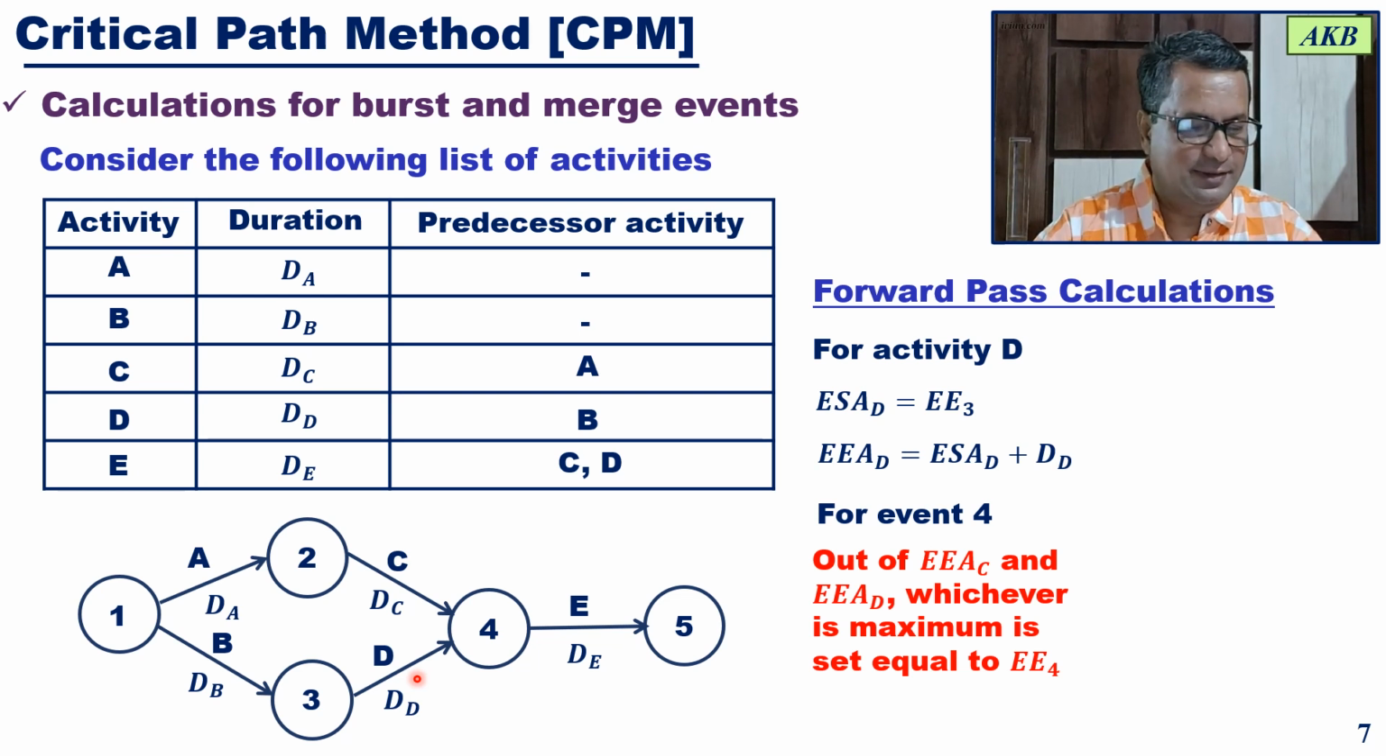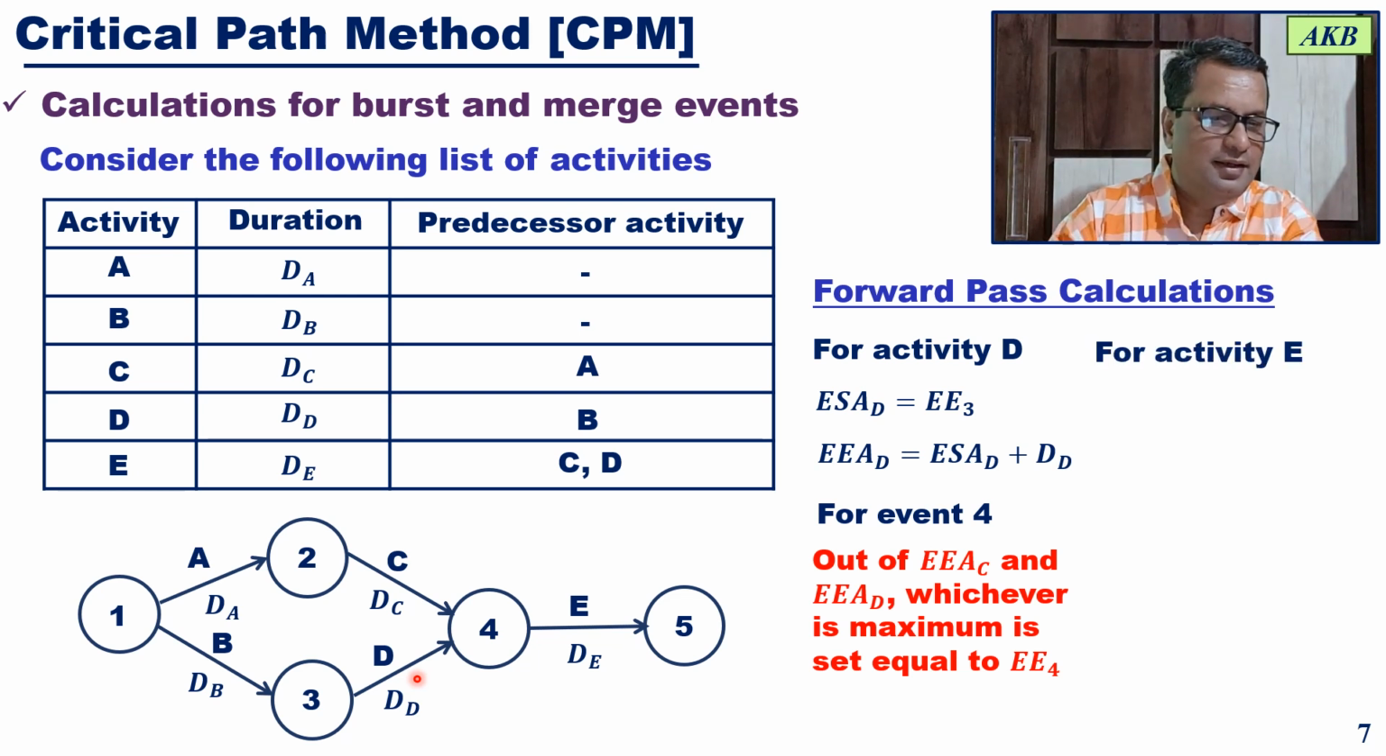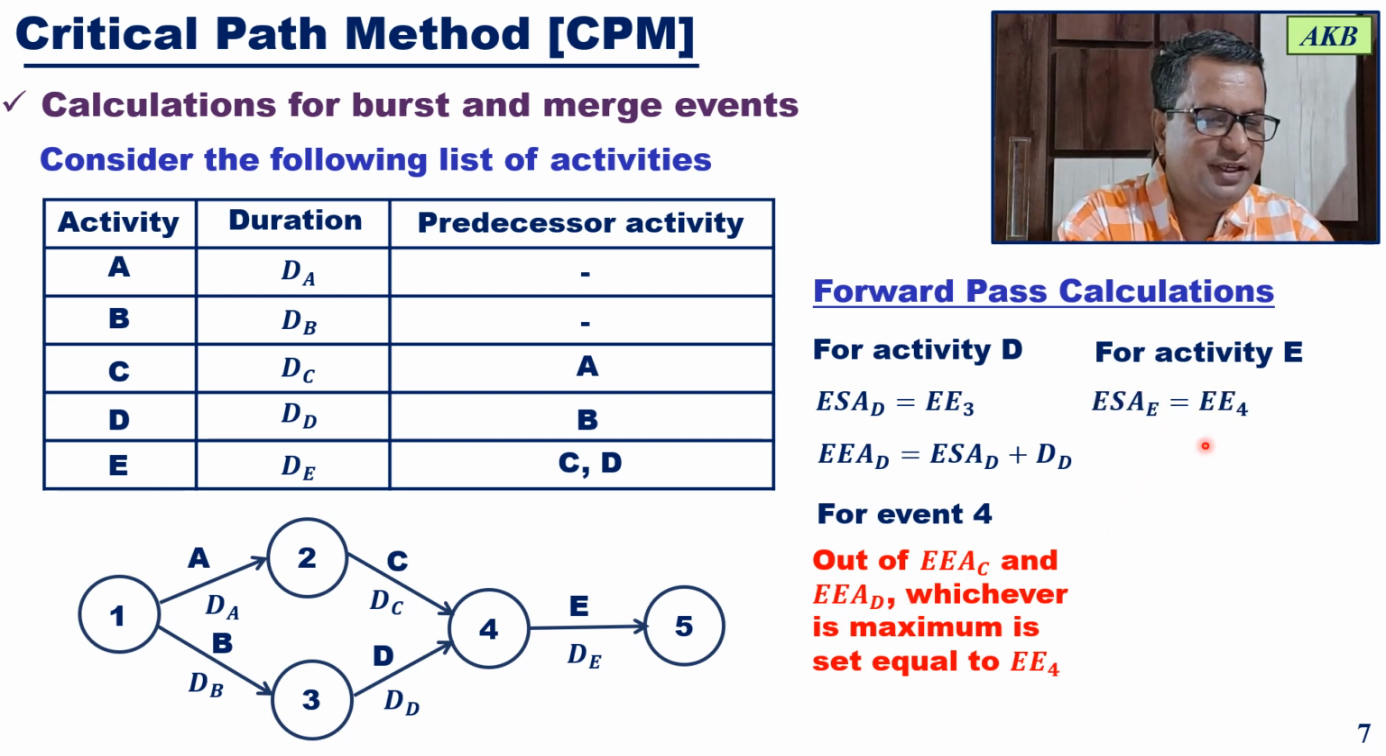Are you understanding it? Once that is understood, the calculations for the next activity are simple. The earliest start time for activity E will be equal to the earliest event time for event 4. And then you calculate the earliest end time of that activity. So the earliest end time for activity E will be its earliest start time plus its duration.